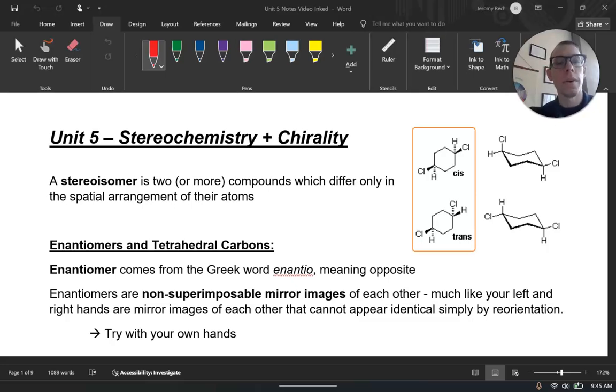So in this unit, we're going to talk a lot about this idea of chirality. And chirality is going to come from the fact of having a unique arrangement of molecules in space. And the different arrangement of things in space are going to have some different properties. And we're going to do a lot of characterization of those.